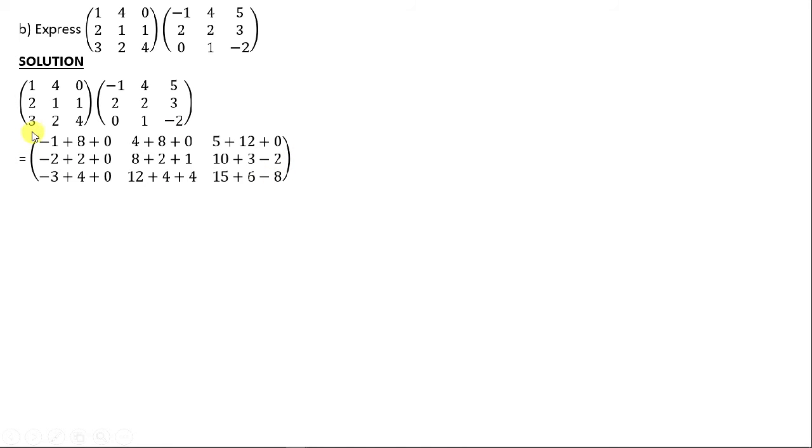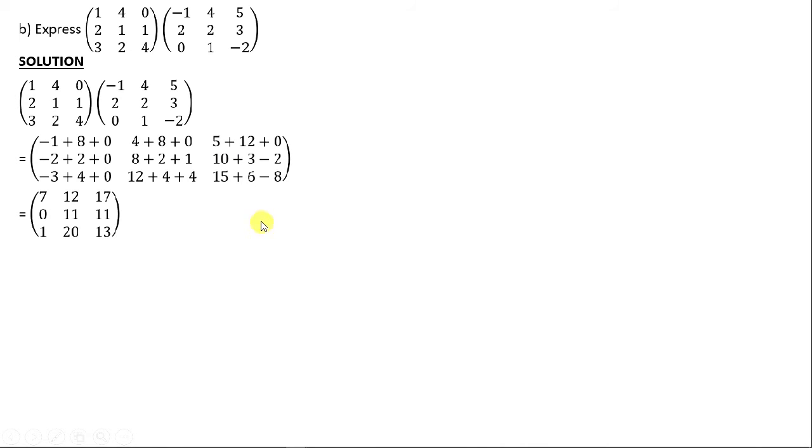We go to the last row, first column. So we are saying 3 times -1 is giving us a -3. 2 times 2 is giving us a 4. 4 times 0 is giving us a 0. 3 times 4 is giving us 12. 2 times 2 is giving us a 4. 4 times 1 is giving us a 4. Then we have the third row, third column. 3 times 5 is giving us 15. 2 times 3 is giving us 6. 4 times -2 is giving us a -8.